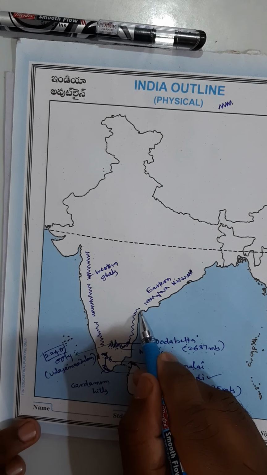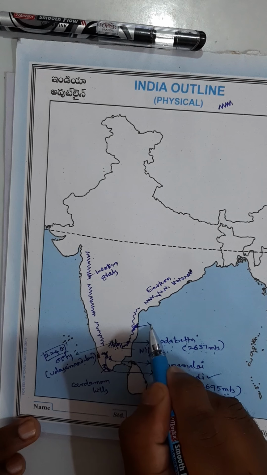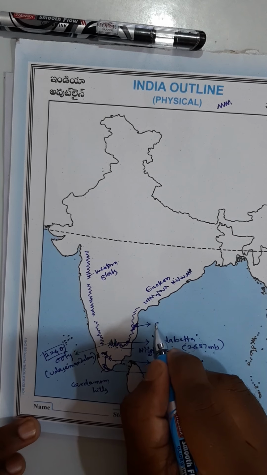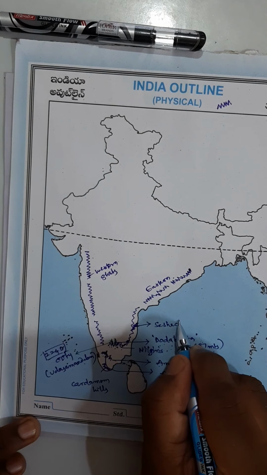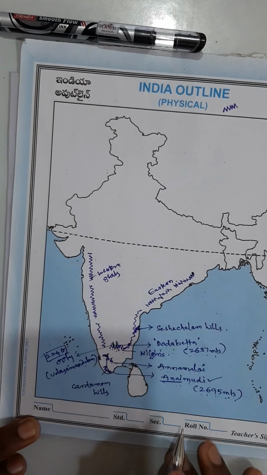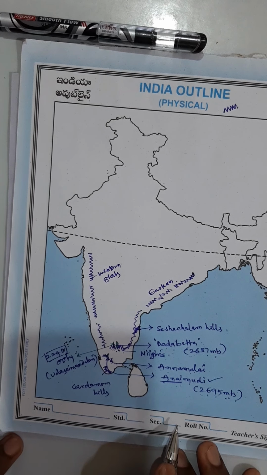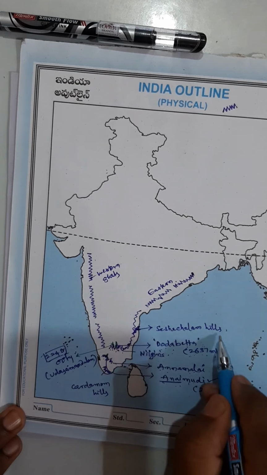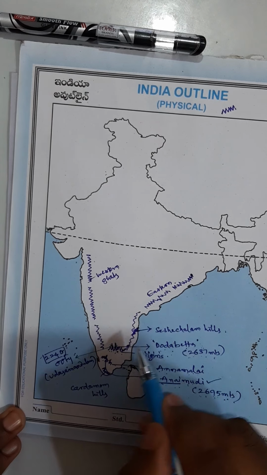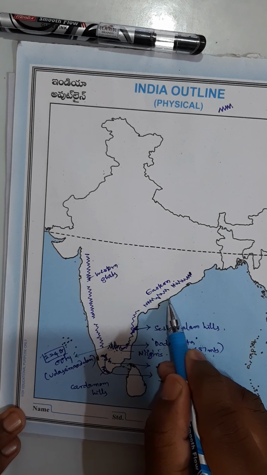This edge, this bottom you come, and here in the Eastern Ghats only it is. Here it is Seshachalam Hills. In these Seshachalam Hills only you find Tirupati, the holy place of Hindus. These edges you have to remember.